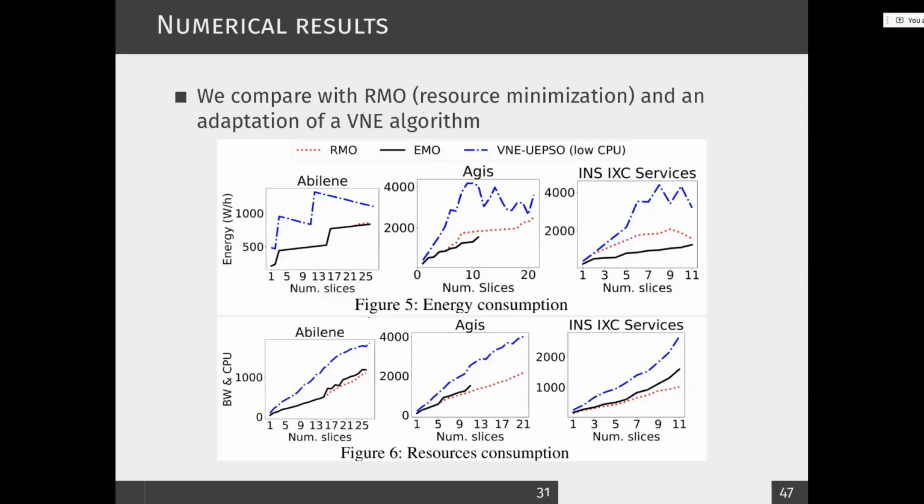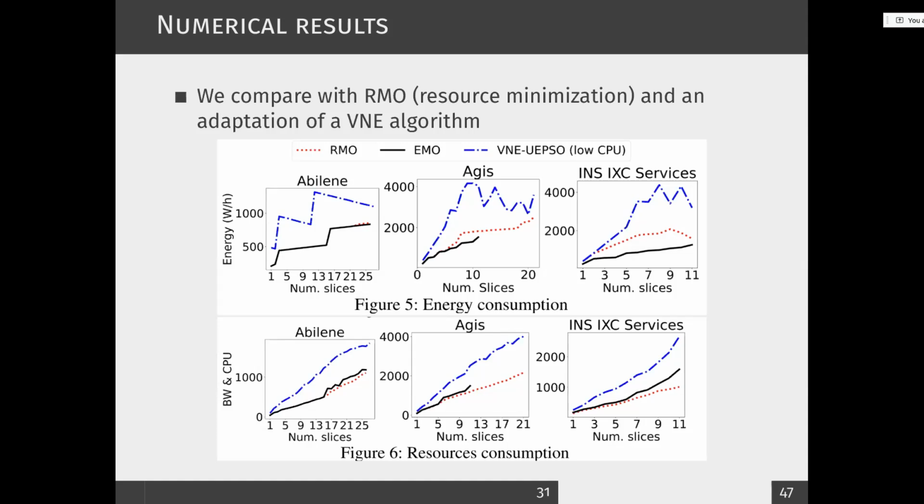So yeah, here are the numerical results. I compared this approach with a resource minimization problem, basically the same problem with a resource minimization objective instead of energy, and also with a VNE approach from the previous chapter that was slightly adapted. It's a metaheuristic. And so what we can see is that we save quite a lot of energy in the base, even at best here, we divide by 2 the energy consumed compared to a resource minimization approach.